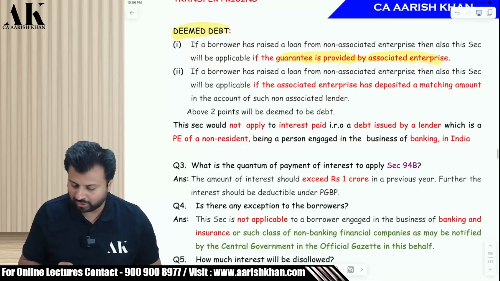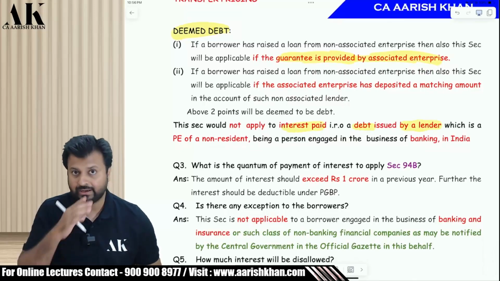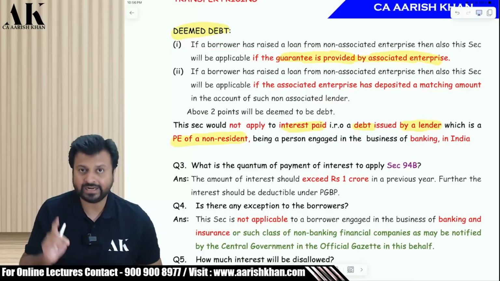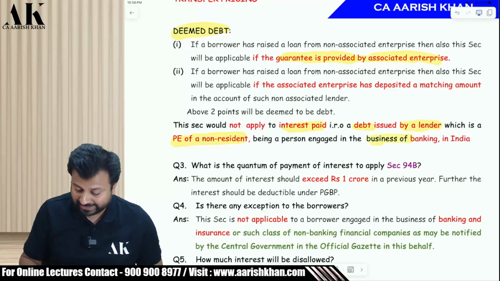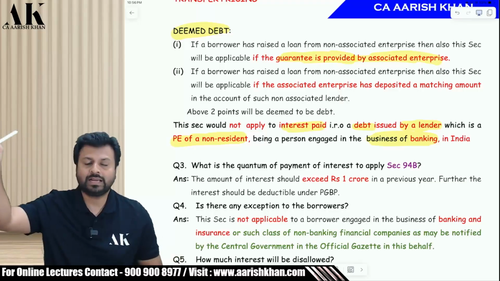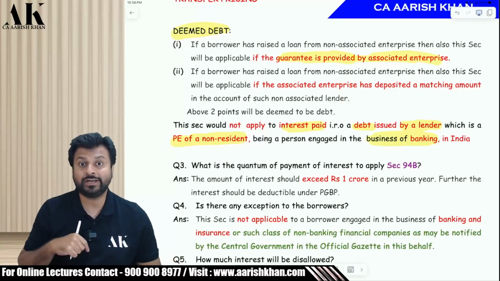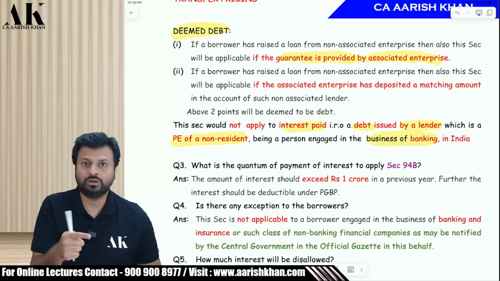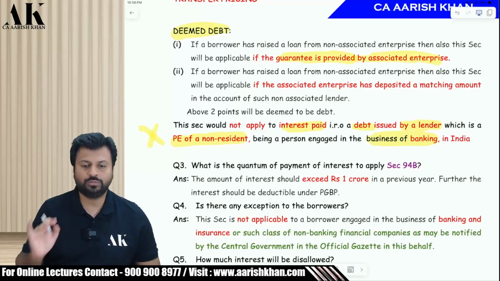Now this section will not be applicable if the interest is paid in respect of debt issued by a lender. If the debt is issued by whom? A lender who is a PE of a non-resident. A non-resident is outside India. That non-resident has a PE in India and that PE is engaged in the business of banking. For example, the non-resident is outside India, say in the UK, and that non-resident has a branch in India which is a bank, and that bank is giving me a loan. Then the interest will not be disallowed under 94B. I hope it is clear to all of you.